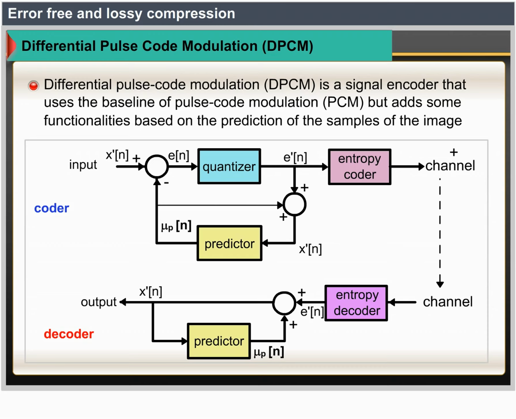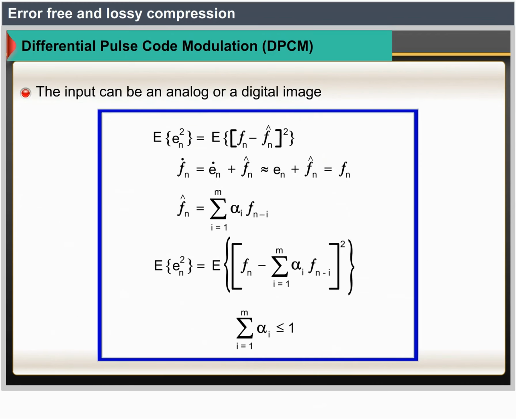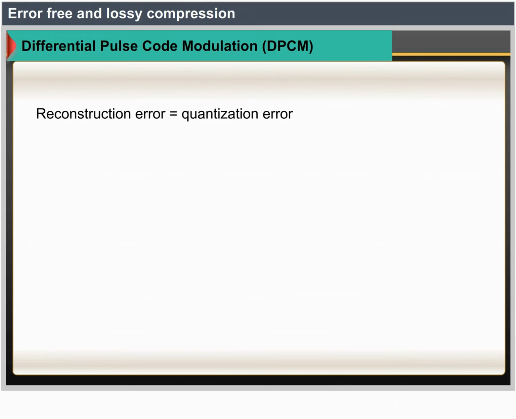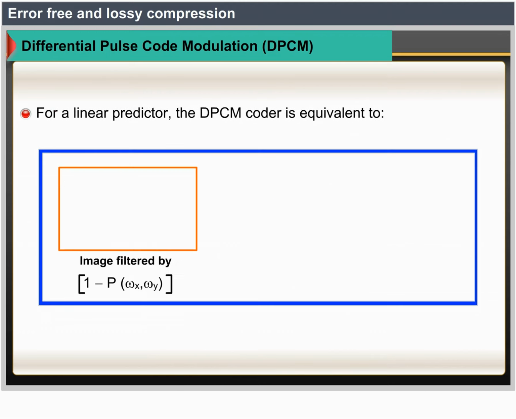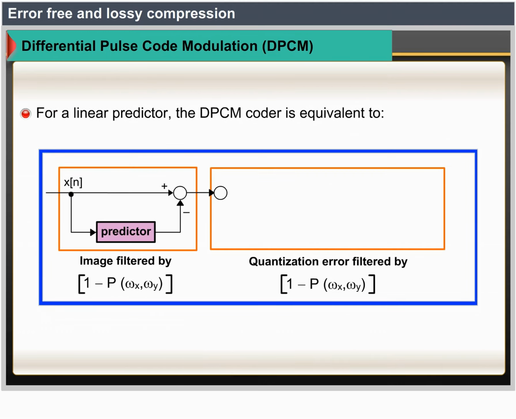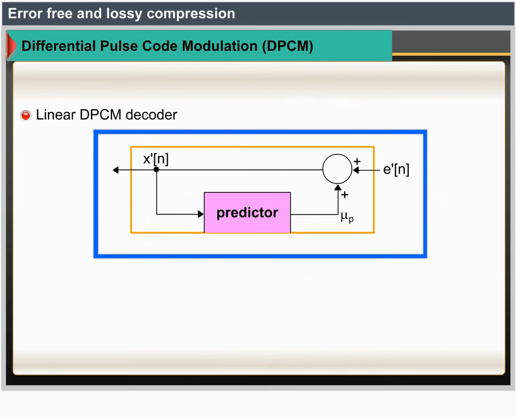The encoder and decoder block diagrams for differential pulse code modulation are shown. The input can be an analog or a digital image. The reconstruction error equals the quantization error. The concerned equation is shown. For a linear predictor, the DPCM coder is equivalent to the linear DPCM decoder, thus the error is filtered by 1 divided by 1 minus P of Wx, Wy.